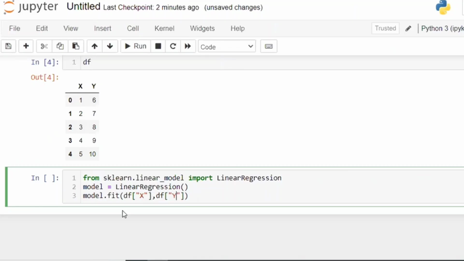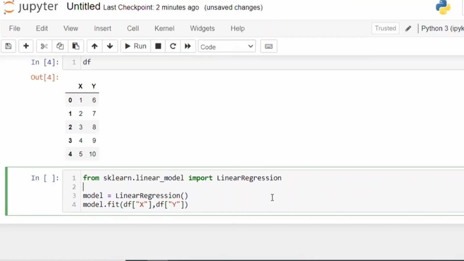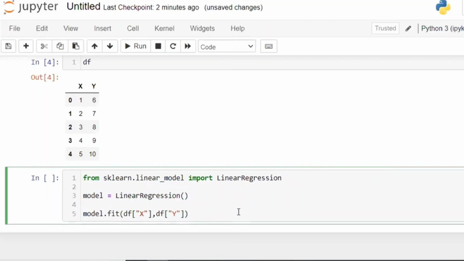See, first one is import, second one is save, and third one is fit. Coding is completed. There is nothing more. Now, if I execute, it is going to throw an error because the x should be a data frame. It should not be a series. So it is going to throw a reshape error. So what I'm going to do is put x in double square brackets. So I'm going to add one more bracket. Now it is going to work.